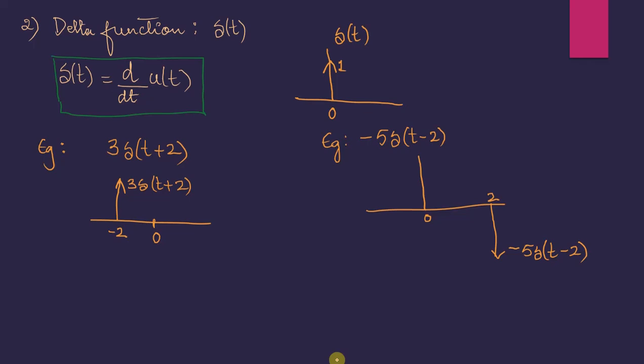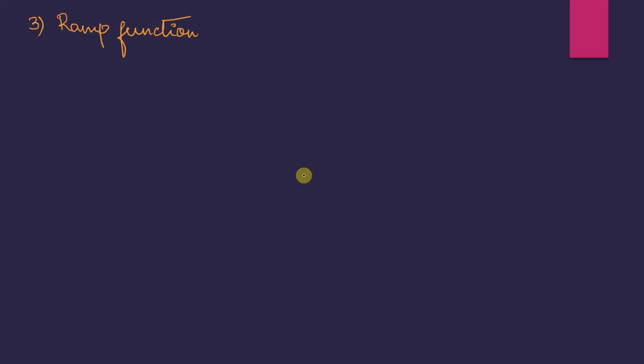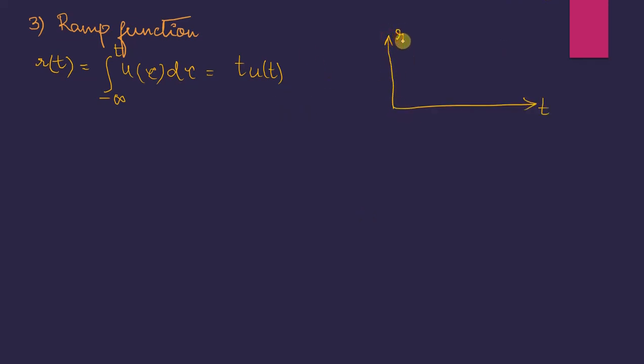So these are the ways in which you can represent a delta function: advanced in time, delayed in time, and variation in amplitude. Now moving on to the third singularity function, that is the ramp function. This ramp function basically is obtained by integrating the unit step. So I can write this function r of t to be equal to the integral from minus infinity to t of u of tau d tau. This is equal to t times u of t. And this particular signal r of t is given in this form: a signal that passes through the origin having a slope equal to 1. Basically a ramp is a signal which changes at a constant rate.